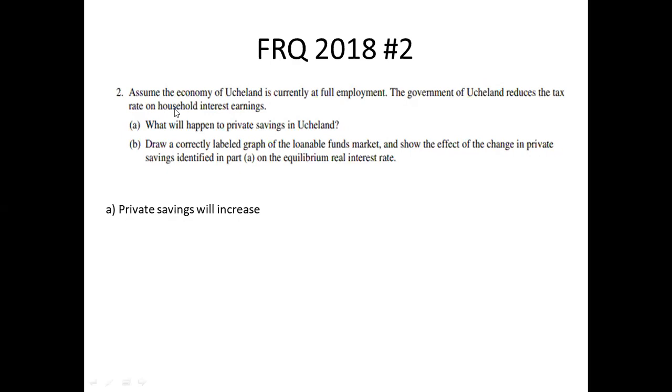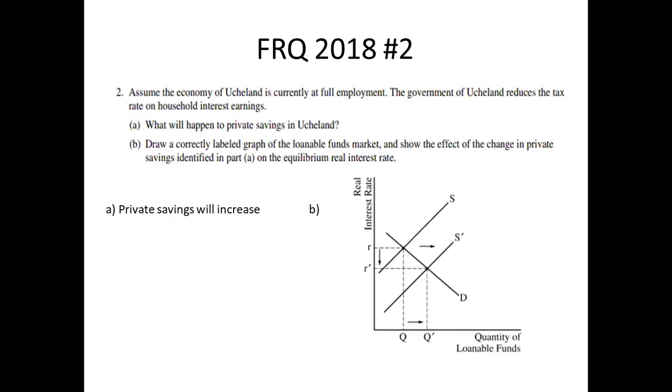Pretty simple. Draw a correctly labeled graph of the loanable funds market and show the effect of the change in private savings identified in Part A on the equilibrium rate. Notice it says draw a graph and then show the change. So you have to draw a regular graph and then shift one of the curves. Loanable funds market again. We've been drawing this graph a lot over these two review videos. Equilibrium here, you have your supply, your demand, real interest rate right here, little r, boom.